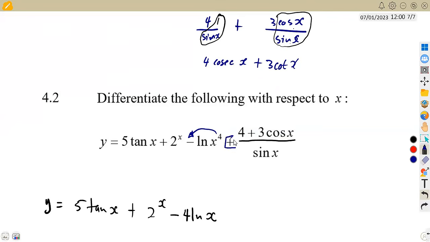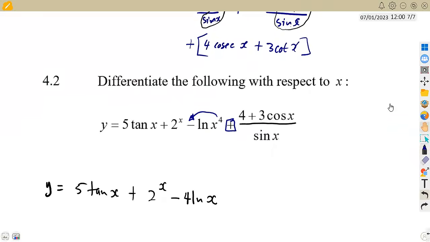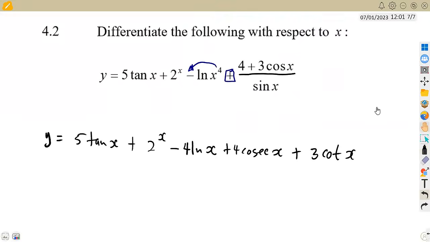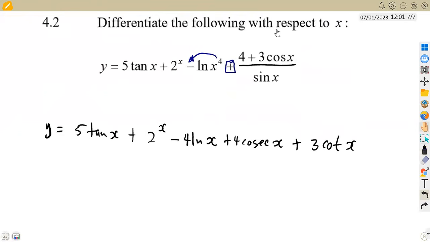And also take note of this sign that is outside, meaning to say we are going to affect everything by +1. But a plus does not affect, because here it's going to be plus times 4, which is simply going to be 4 cosec x. Plus times a plus is simply a plus. So this is going to be +3 cot x. So we have rewritten this part here. We have rewritten our derivative in a way that we can be able to differentiate.